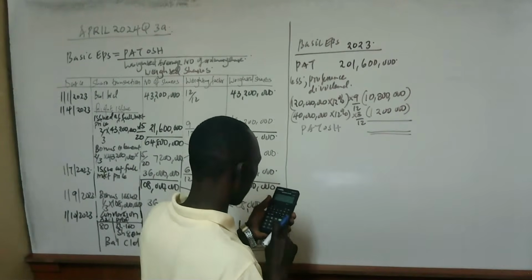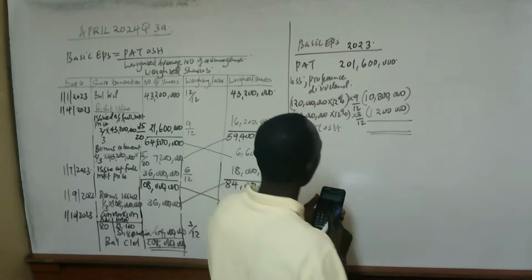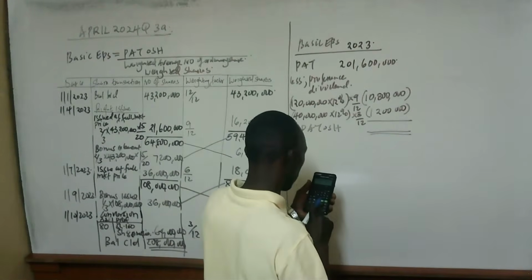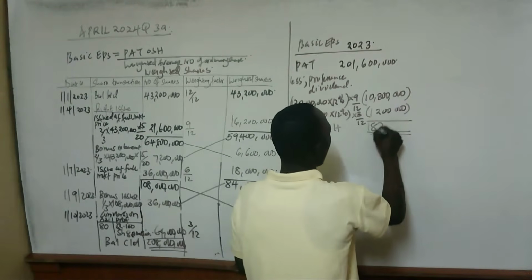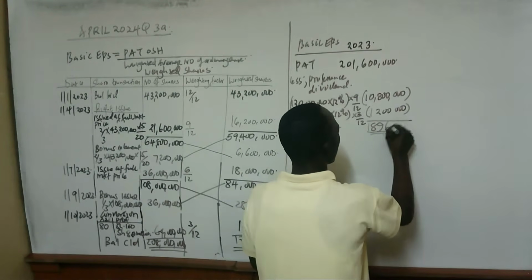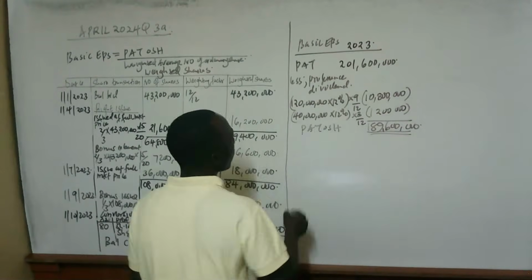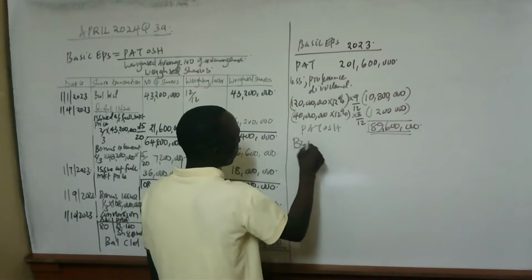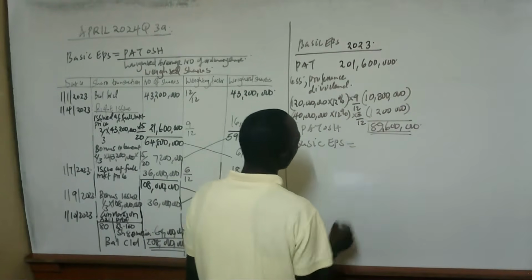It is 201,600,000 minus 800,000 minus 1.2 million. Therefore, we are going to have 189,600,000. Then from there, now we can get the basic EPS.